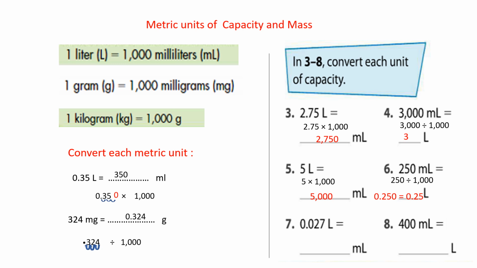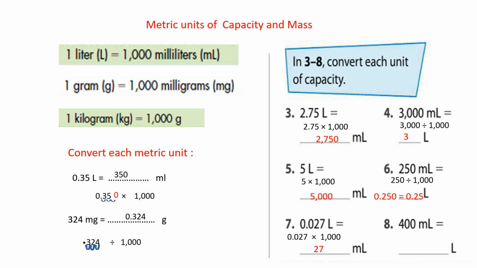Question 7. 0.027 liters to milliliters. From liter to milliliter, what will I do? Only multiply by 1000. As I said, from a large unit to a small unit, multiply. So 0.027 times 1000. And with multiplying, move the decimal point to the right. How many movements here? 3 movements. So the answer is going to be 0027, and the zeros on the left are useless. So the answer is going to be 27.